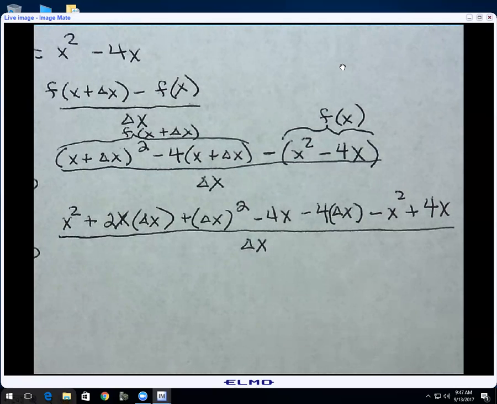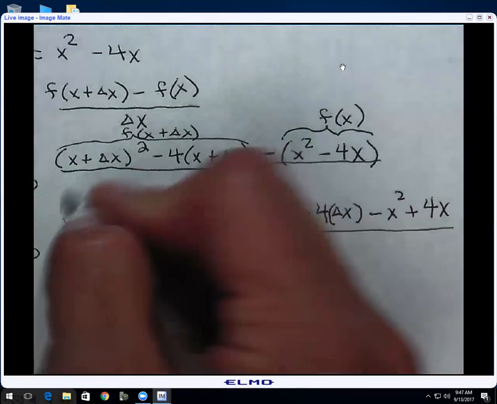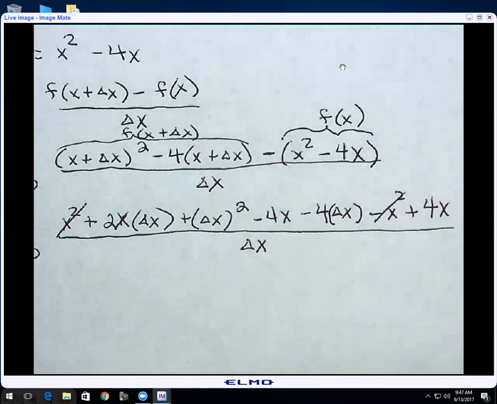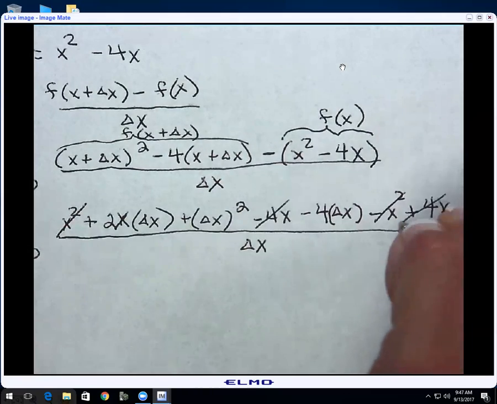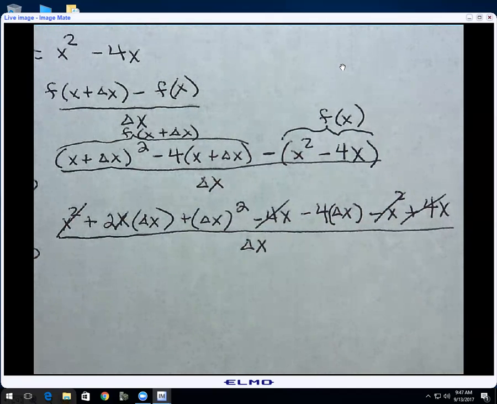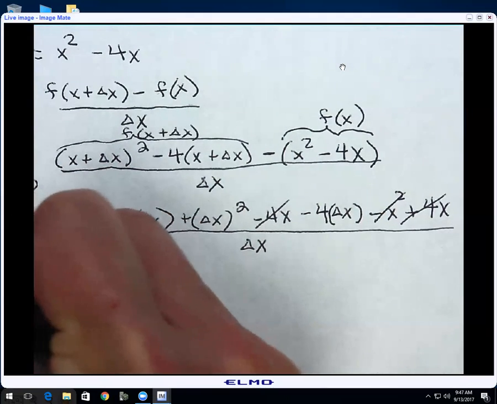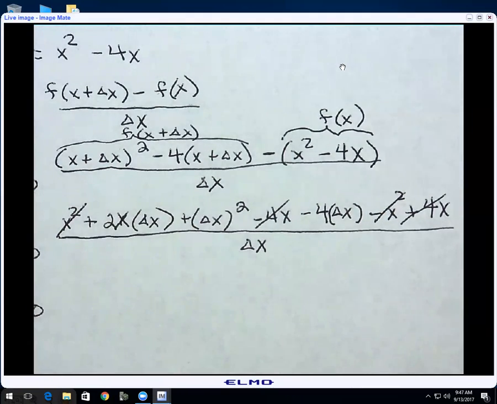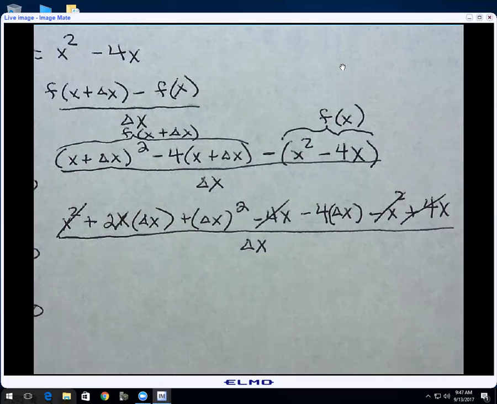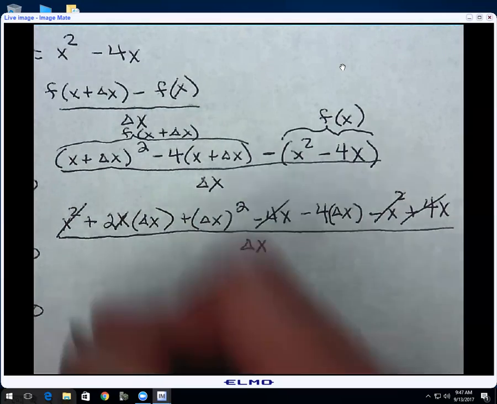All right. As happens many times when you're evaluating the difference quotient, a whole lot of stuff cancels. I have an x squared minus an x squared. I have a -4x plus 4x. Is there anything else that will cancel in the numerator? Anything else that will give me 0 in the numerator? No. But what do all the terms in the numerator have in common? And so what can I do with that? Factor out a delta x.